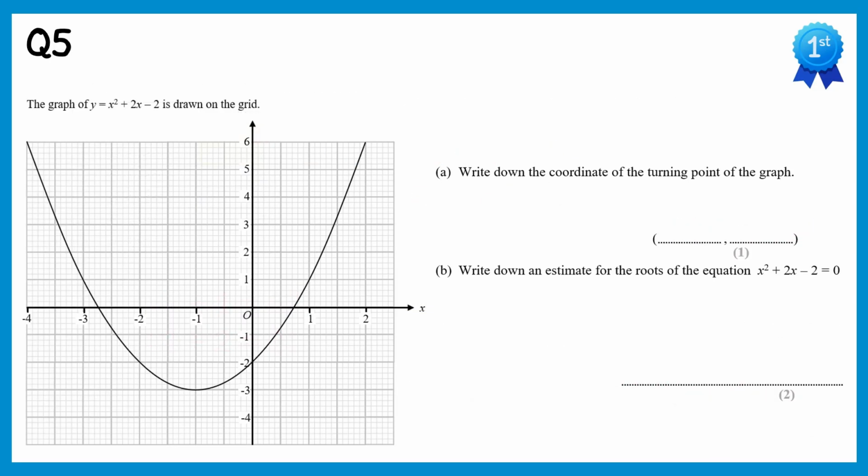For the first part of this question we need to write down the coordinates of the turning point of the graph. The turning point is this point located right at the bottom of the graph here. You can see its coordinates are -1, -3. For the second part of the question we need to estimate the roots of the equation. The roots are where the graph crosses the x-axis, so this one here and this one here. If you read off those values you get about -2.7 and also +0.7.